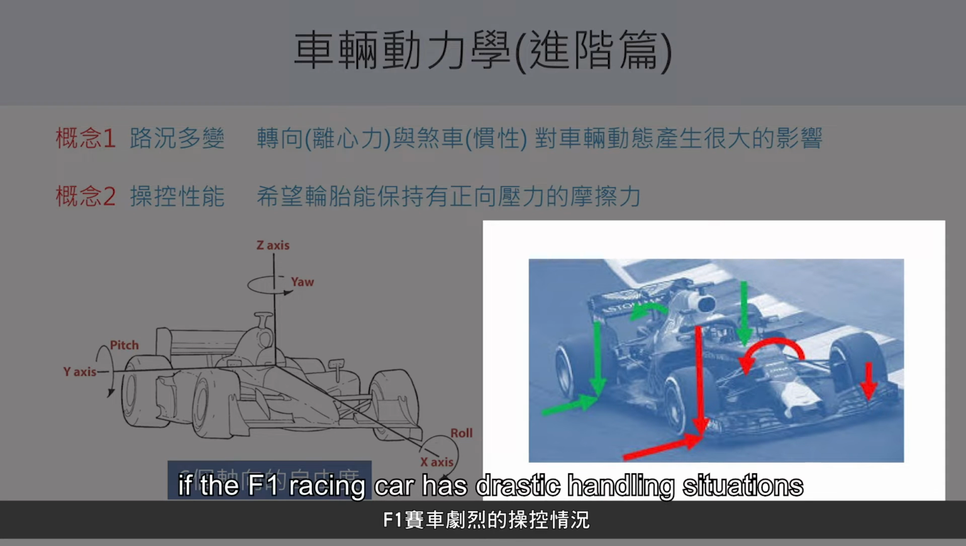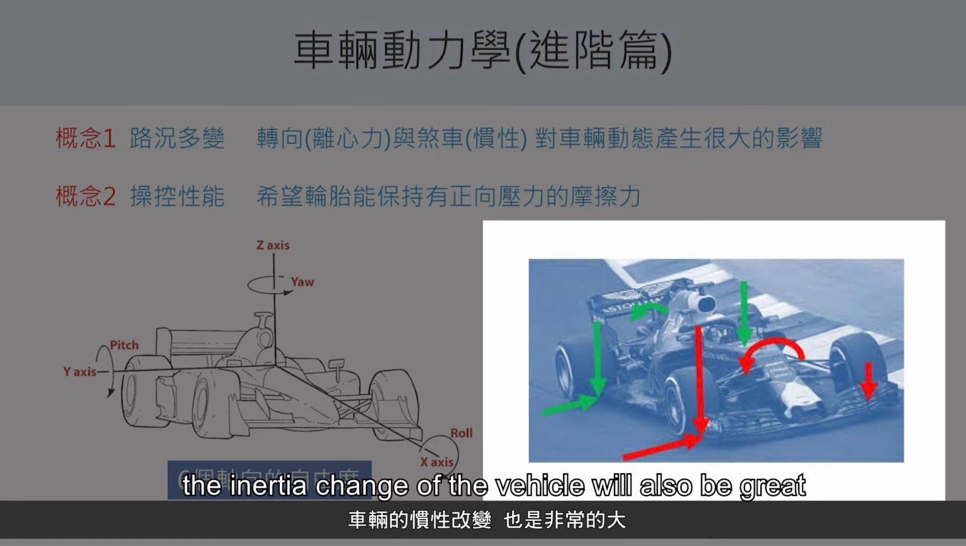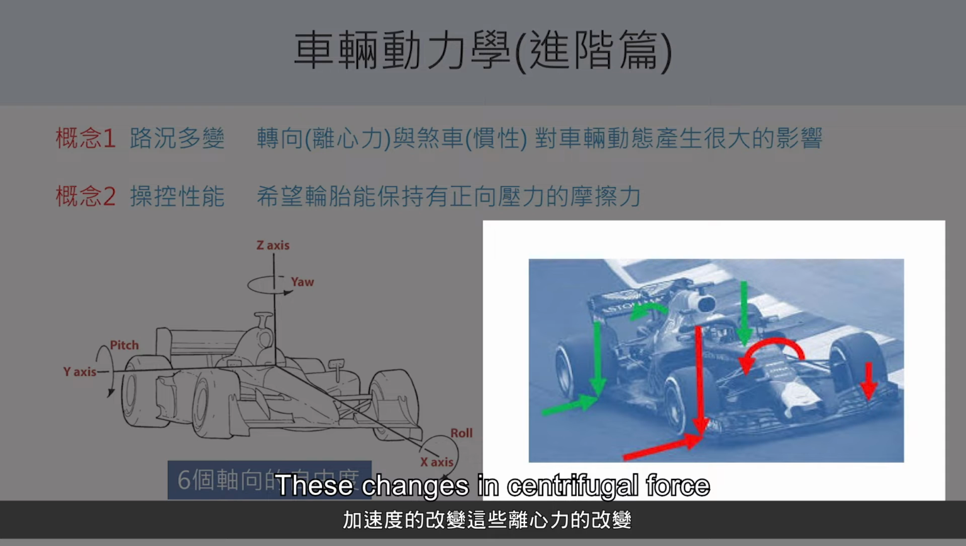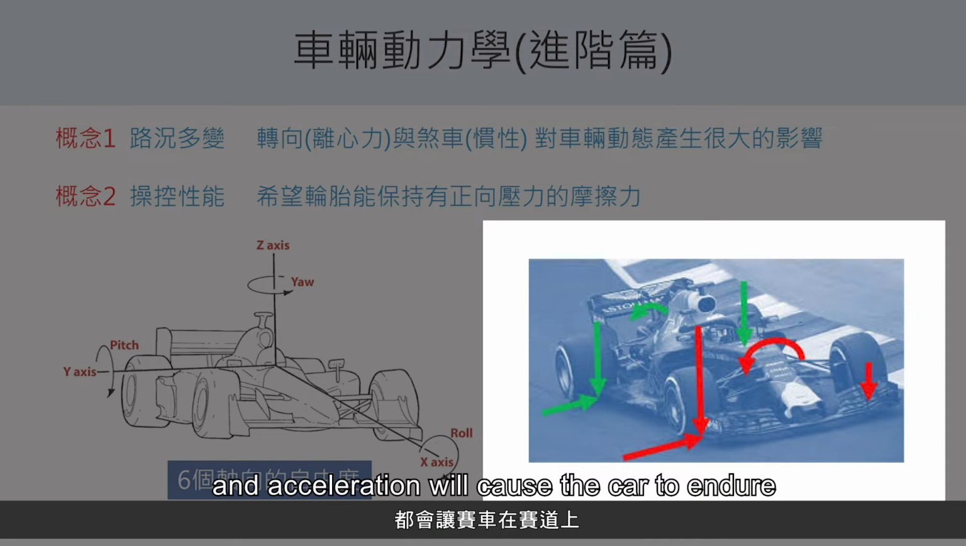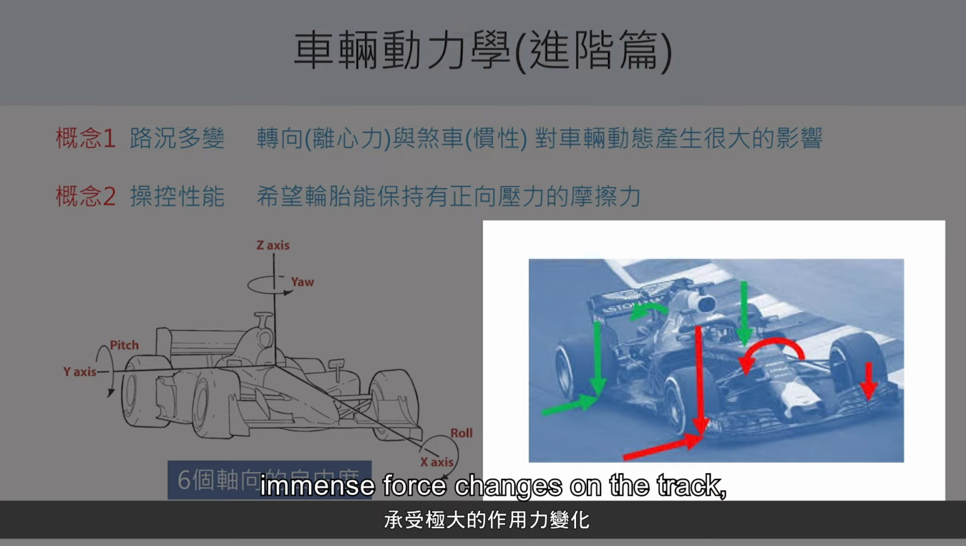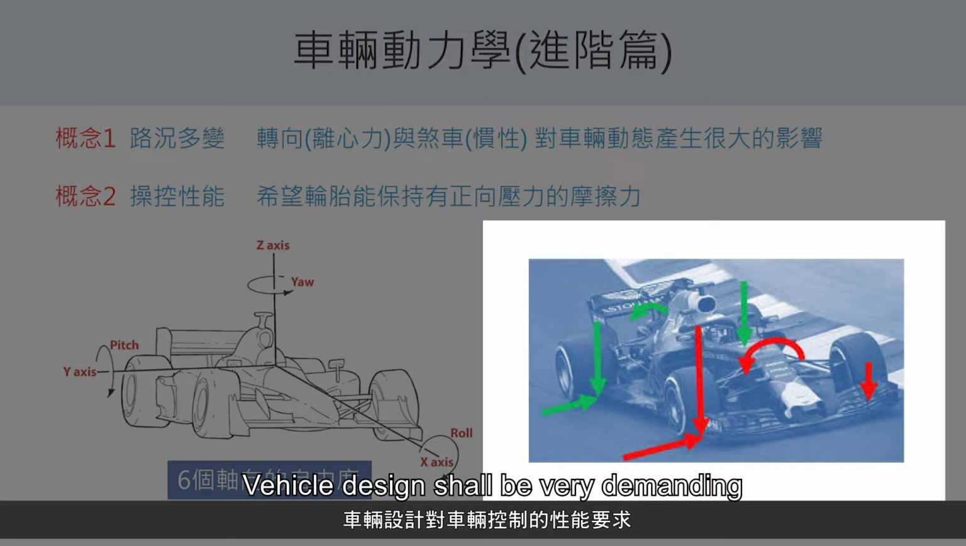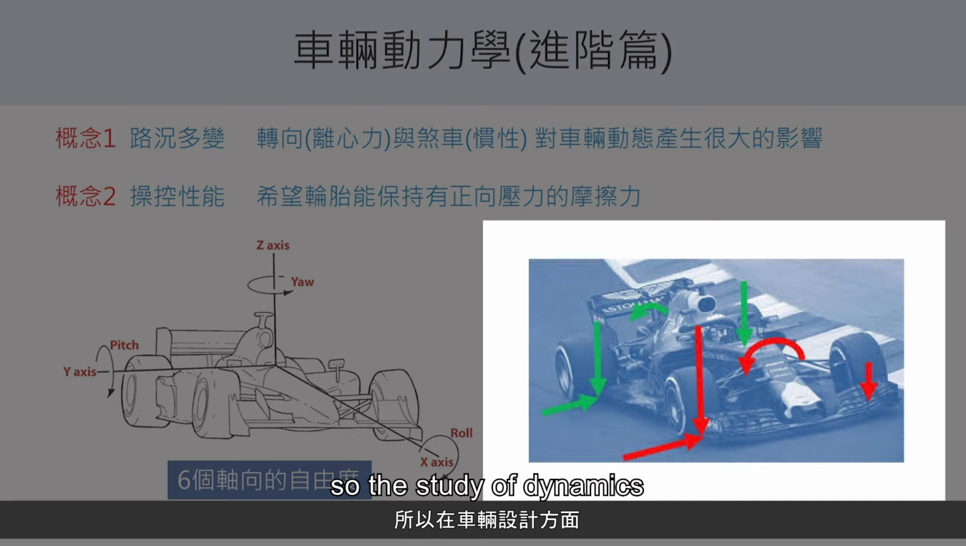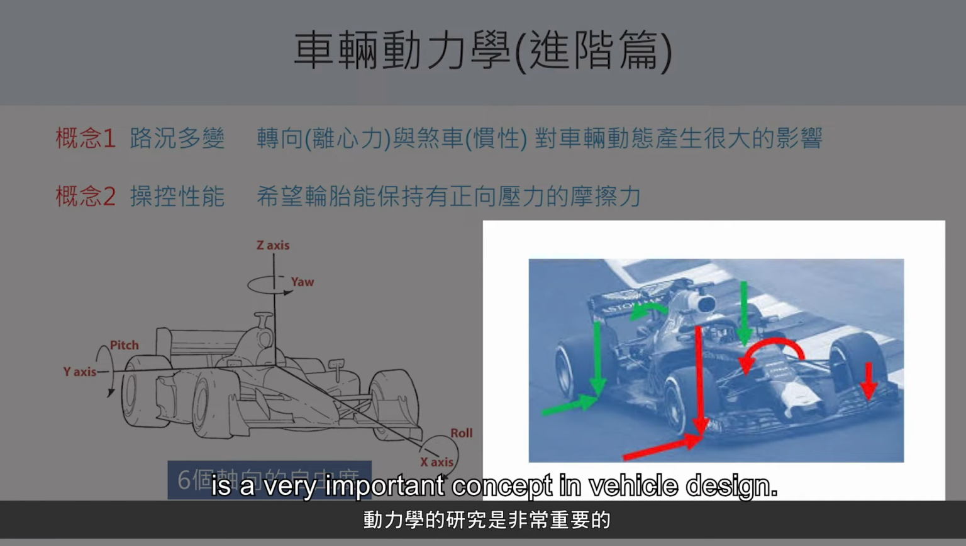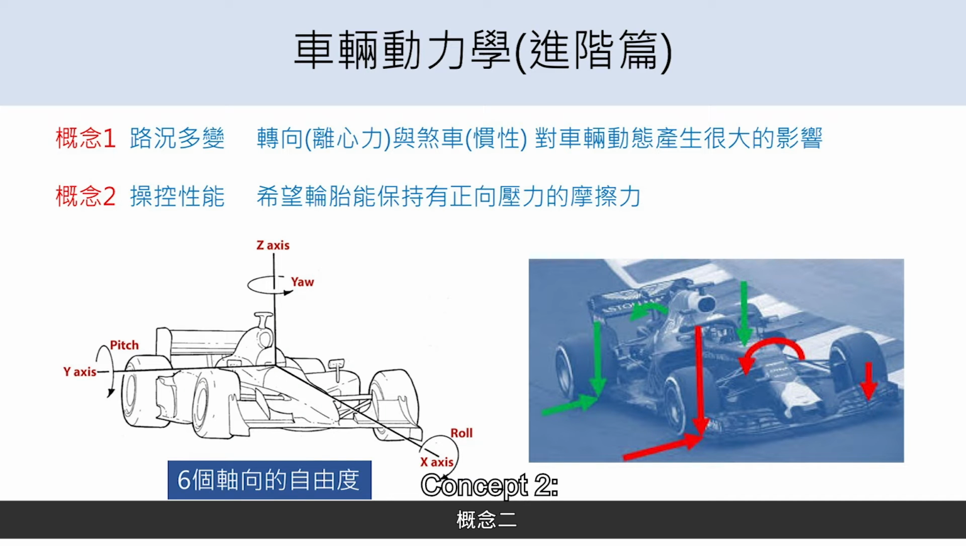At the same time, if the F1 racing car has drastic handling situations and frequent braking, the inertia change of the vehicle will also be great. These changes in centrifugal force and acceleration will cause the car to endure immense force changes on the track, which will cause some changes in the handling performance and safety performance of the vehicle and need to be effectively controlled. Vehicle design shall be very demanding on vehicle control performance, so the study of dynamics is a very important concept in vehicle design.